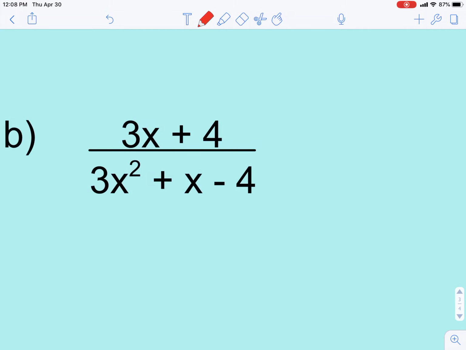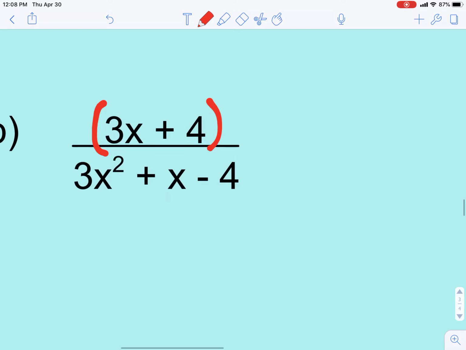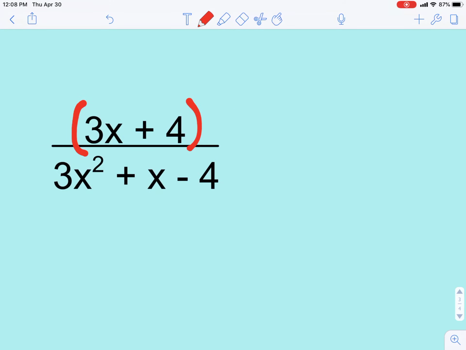Factor out GCF. 3 and 4 don't have a GCF, so I like to put parentheses around things to say, hey, it's either all or nothing. All right? Bottom method, can't factor out a GCF of the 3 out front, so we're going to have to do the cheater method. And we're going to multiply the 3 and the negative 4 together, so we're looking for factors of negative 12. So what multiplies to get negative 12 and adds to get positive 1?